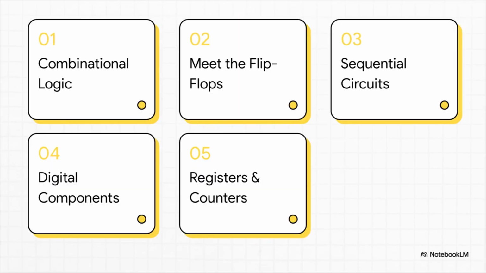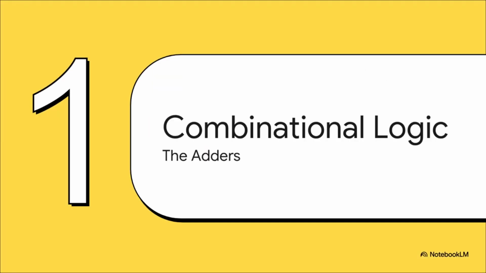So, our roadmap for this unit covers 5 totally manageable chunks. First up, combinational logic, focusing on adders. Second, we'll meet the flip-flops. Third, designing sequential circuits. Fourth, routing with digital components. And finally, registers and binary counters. All right, let's hit section 1.